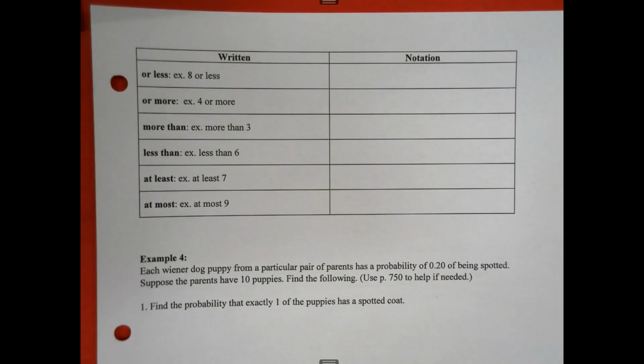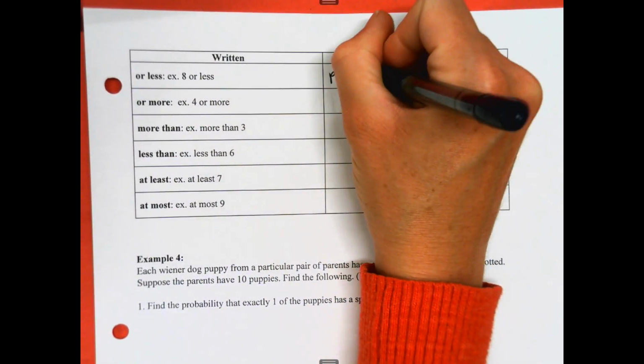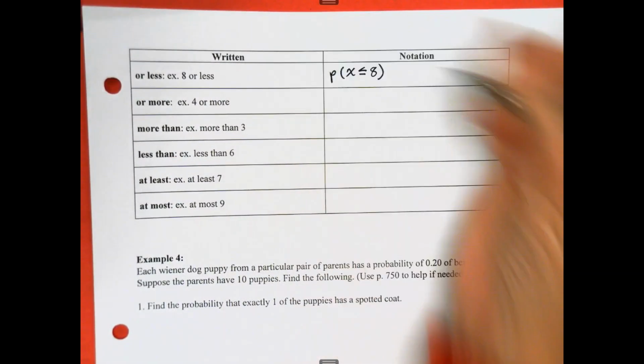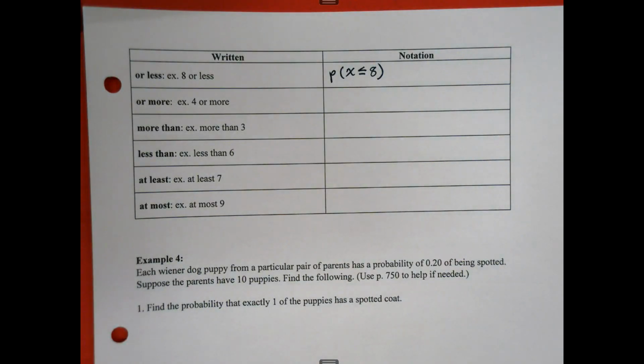Sometimes I find that we get tripped up on just the wording. So let's make sure that we understand what the wording is referring to. If you see the words "or less," for example, 8 or less, the way that we would write it is the probability that x is less than or equal to 8. So we have to include 8 in our sum. This would be all of the probabilities 0, 1, 2, 3, 4, 5, 6, 7, and 8.